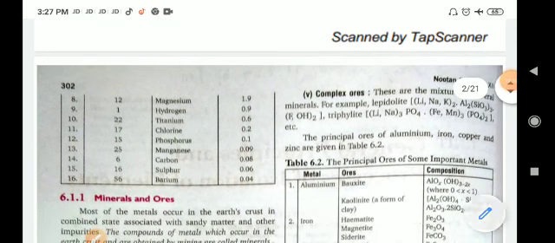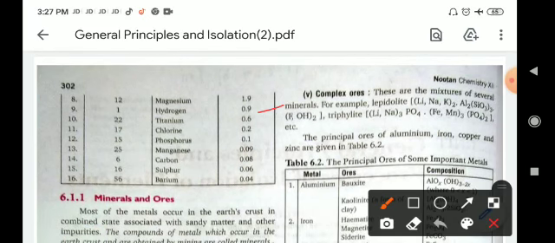Next is complex ore. These are mixtures of several minerals, for example lithium and triphylite. These are the complex ores.